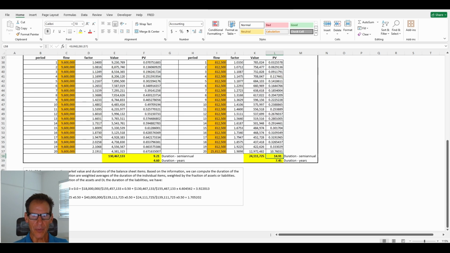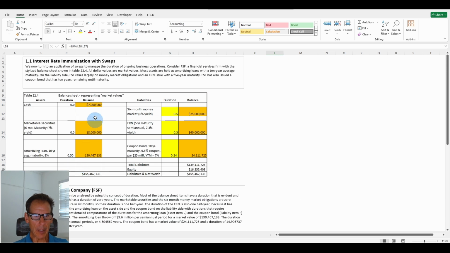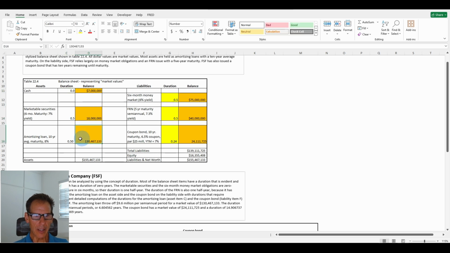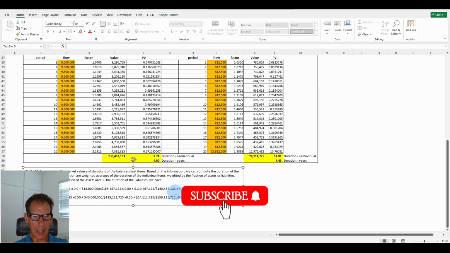We have 7 million divided by 155 times 0. In other words, we can go all the way back up here, take this duration 0, take this duration, and this duration. So we have 7 million divided by 155 times 0, 18 divided by 155 times 0.5, 130 divided by 155 times 4.6, which is this duration here, gives us 3.9220 on a semi-annual basis. D_L, we're going to do the exact same thing, coming up with 1.7.